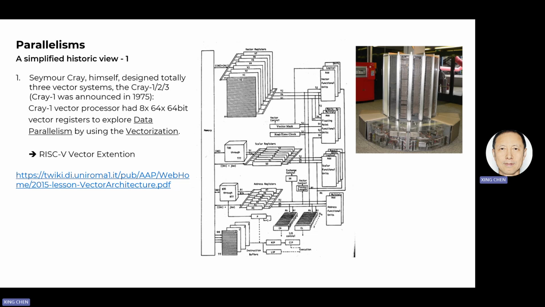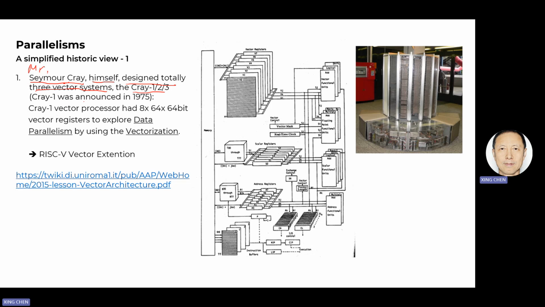Okay, parallelism. We need to have a historical view of computing history. The first thing we need to look at is the vector systems. Seymour Cray, the famous Mr. Seymour Cray, whose name is now the name of the Cray computer, himself designed 3 vector systems, the Cray 1, 2, and 3.